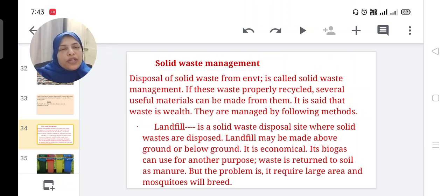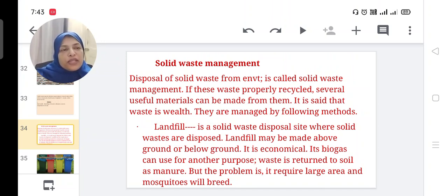Landfill may be made above ground or below ground. It is economical, cheap. Its biogas can be used for another purpose. From these solid wastes, we can form biogas. We can use this biogas for different purposes. Waste is returned to soil as manure, fertilizer.